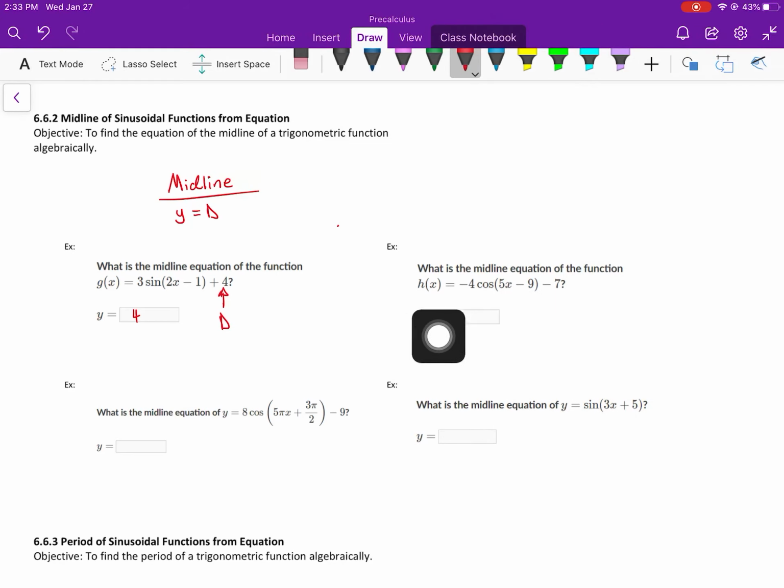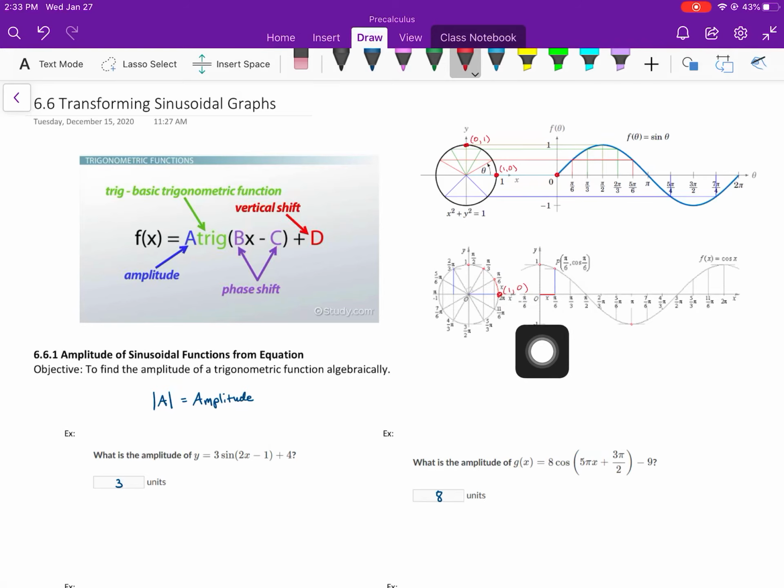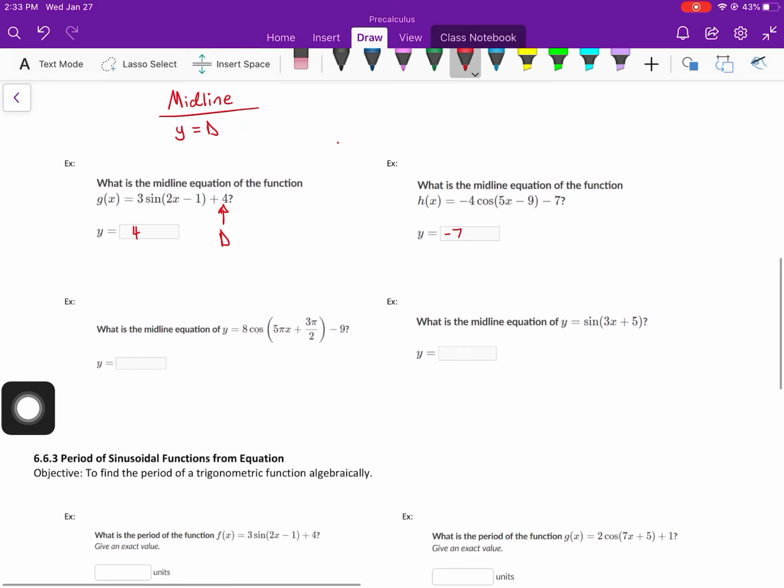Right here, midline, minus 7, so y equals negative 7. You'll realize that negative just flips the cosine upside down. Normally cosine starts at 1, right? So it'd start at negative 1 instead and go backwards. That's what that negative will do.